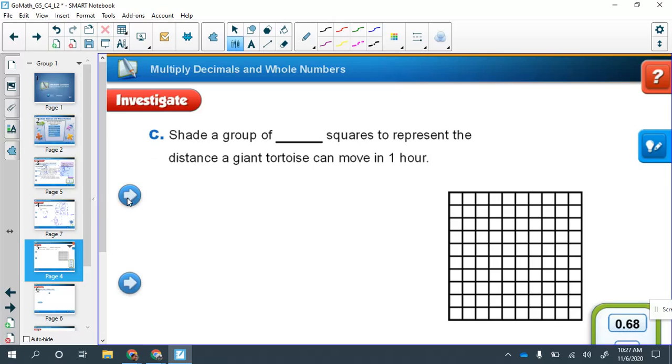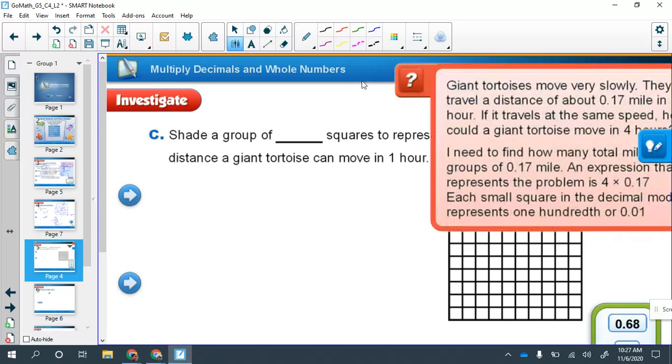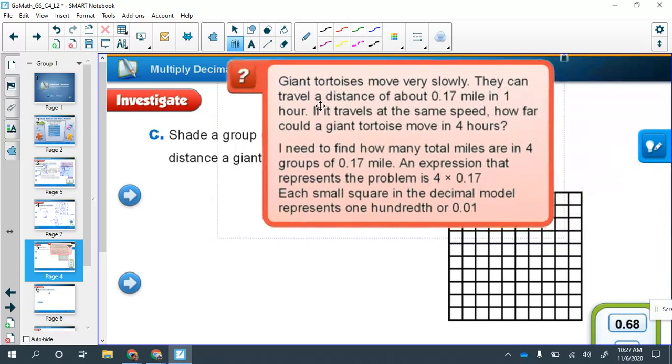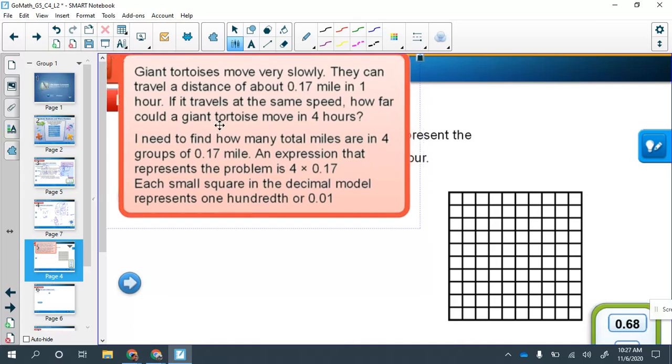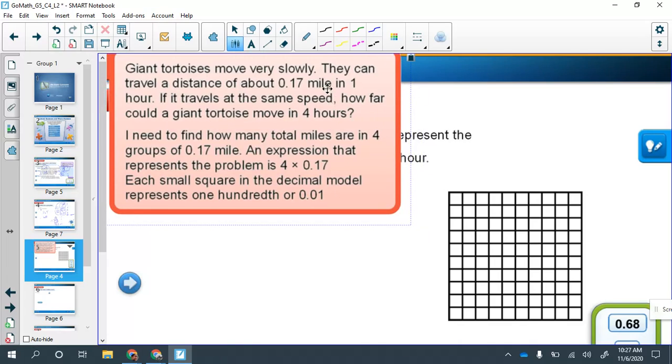So let's take a look at our problem. Here it is. It says a giant tortoise moves very slowly. They can travel a distance of about 17 hundredths of a mile in 1 hour. If it travels the same speed, how far can a giant tortoise travel in 4 hours? So we are going to multiply 4, because it's going to be moving for 4 hours, times 17 hundredths, because it moves 17 hundredths of a mile every hour. And we're going to use this picture over here to help us model this.